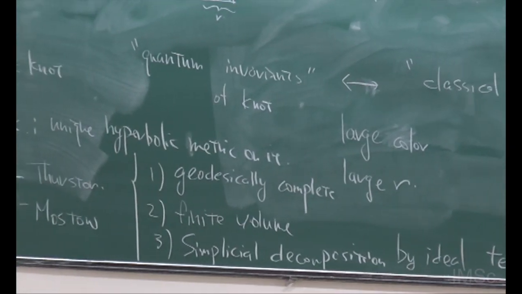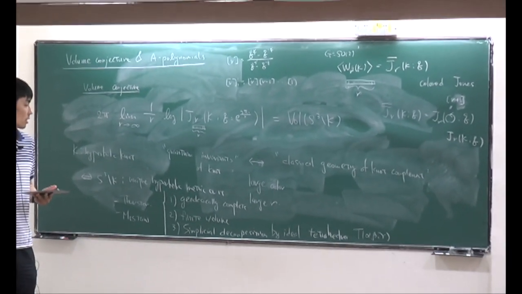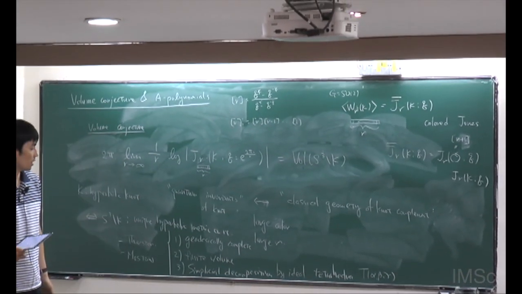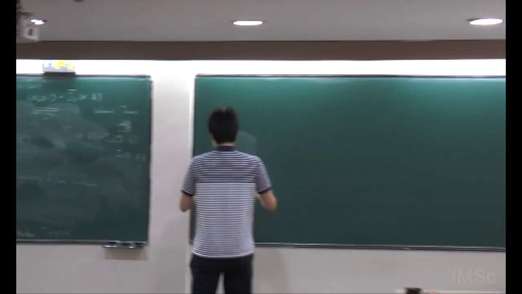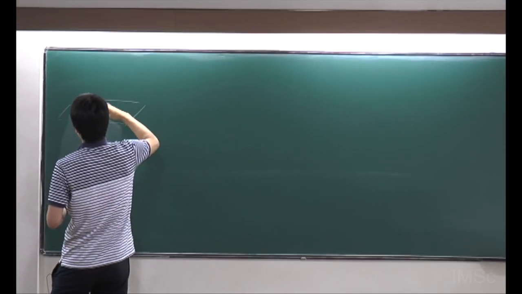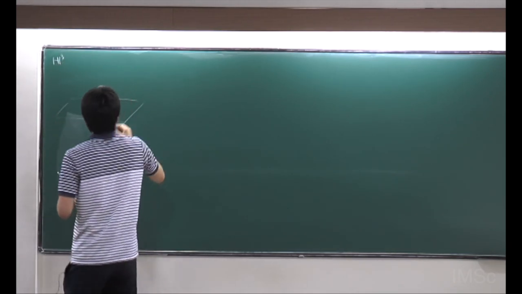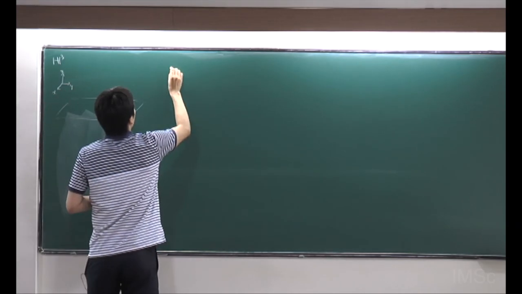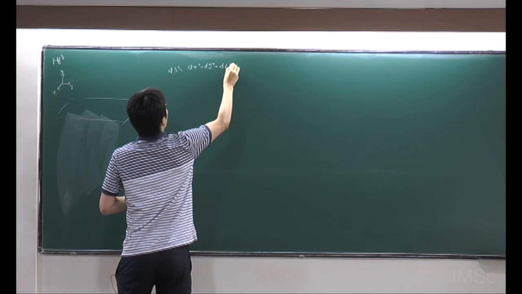Geodesically complete means the geodesics can extend to infinity, to infinite length. And the finite volume means the right-hand side is finite. Then I'm going to explain the simplicial decomposition by the tetrahedra T alpha beta gamma. So instead of the upper half plane, we consider the upper half space, which has x, y, and z. The metric is given by dx squared plus dy squared plus dz squared over z squared.